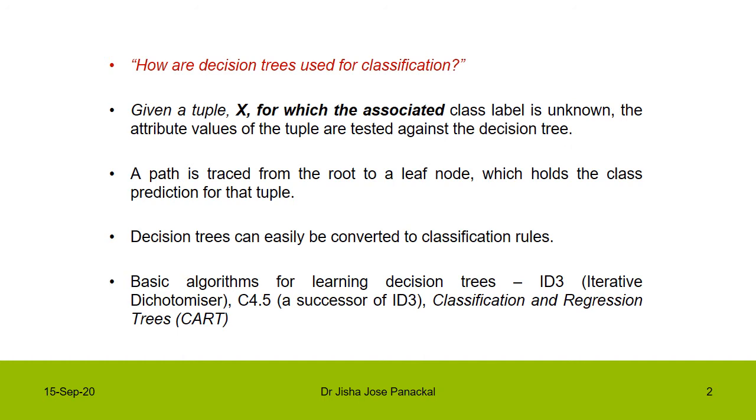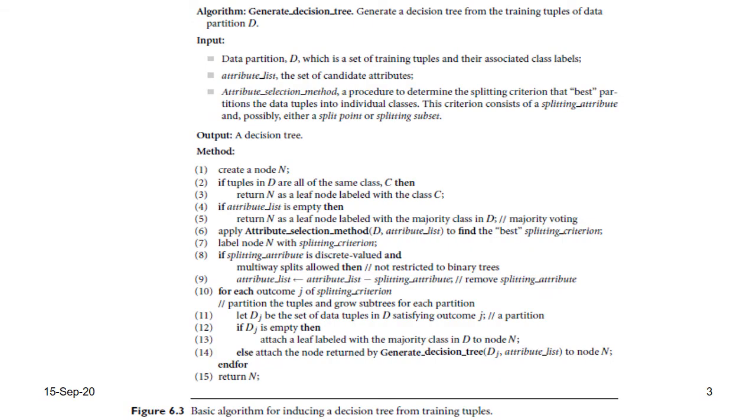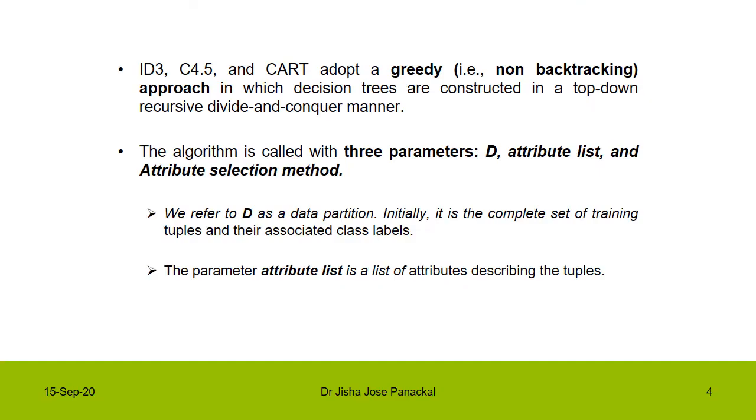Basic algorithms for learning decision trees include ID3. The expansion is iterative dichotomizer. C4.5, that is a successor of ID3. Then classification and regression trees, which is abbreviated as the CART algorithm. These are some basic algorithms for learning decision trees. And this is the basic algorithm for inducing a decision tree from training tuples. We will come to this algorithm by studying the examples and the details.